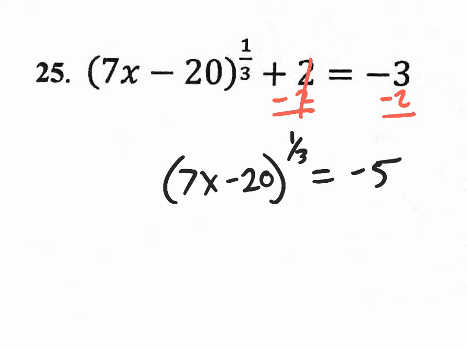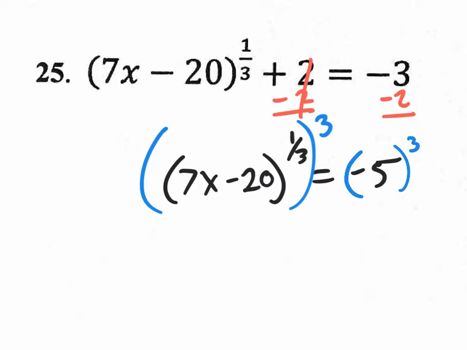Now to get rid of the power of 1/3, you could take the whole entire left side and put the power of 3 on it. That way you have a power to a power which you'd multiply, and 1/3 times 3 is 1. It would eliminate. You have 7x minus 20, no more power of anything. Power of 1 technically. But of course what you do to one side you must do to the other side, so power of 3 on the -5 as well.